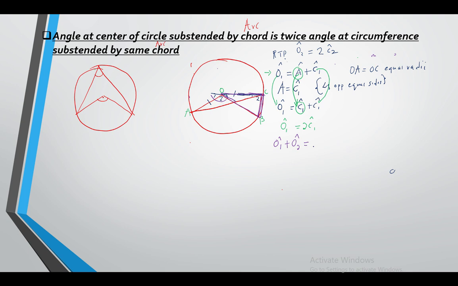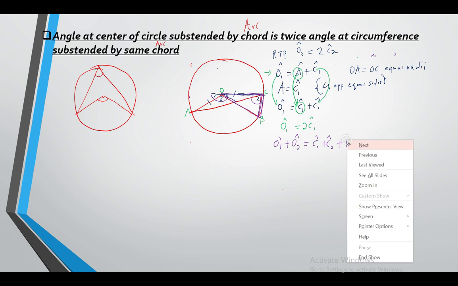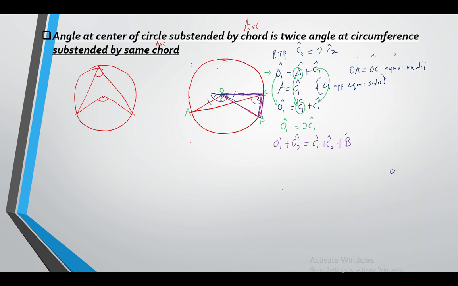So it's going to be O1 plus O2 is equal to angle C, which is C1 plus C2, plus angle B. Remember, the exterior angle of a triangle is equal to the sum of the opposite interior angles. Yes, O1 plus O2 equals C1 plus C2 plus B.